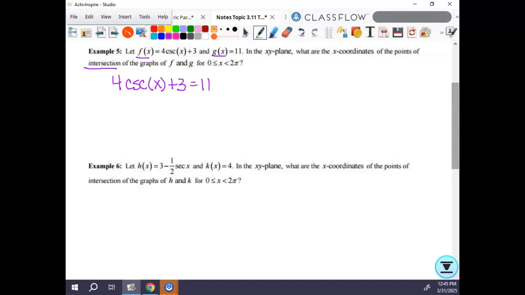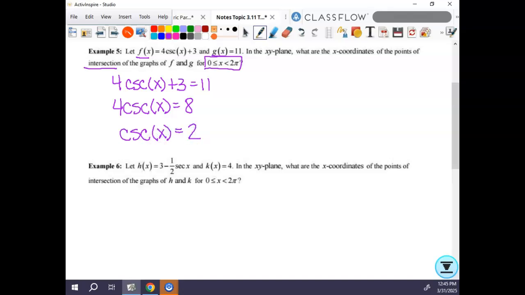Now on Friday, we had to focus heavily on this first, but that was because the argument wasn't just plain old x or plain old theta. If it's plain old x or plain old theta, it says I'm going from 0 to 2 pi, so I don't have to do anything with that right now. The fact that it's cosecant is completely irrelevant right now because I can do a few things before I have to worry about that. I'm going to subtract 3 from both sides, get 4 cosecant of x equals 8. Then what would I do? Divide by 4. Cosecant of x equals 2.